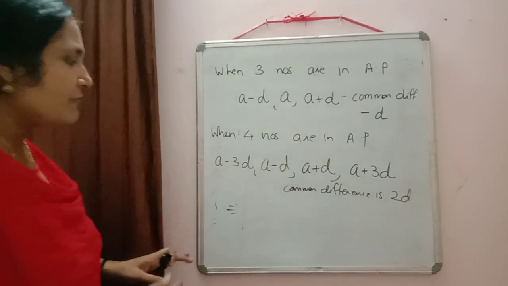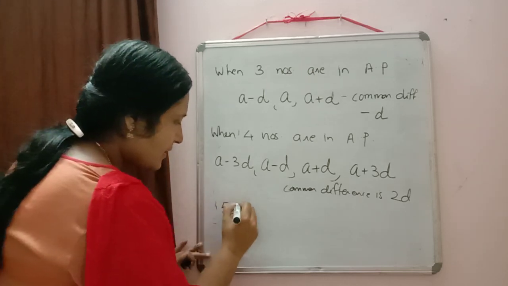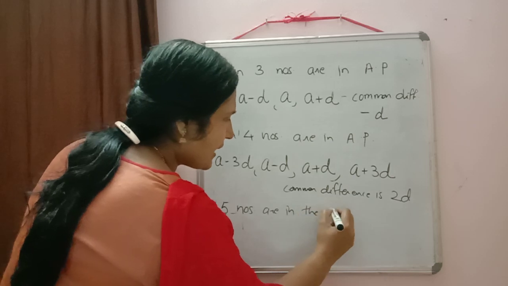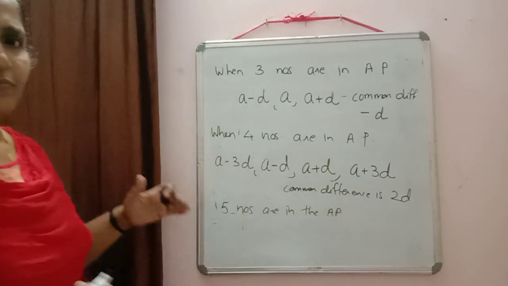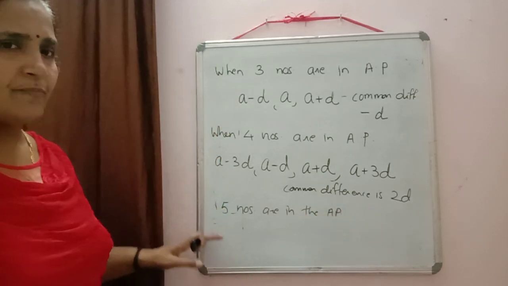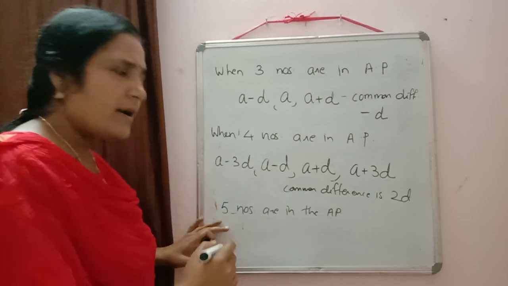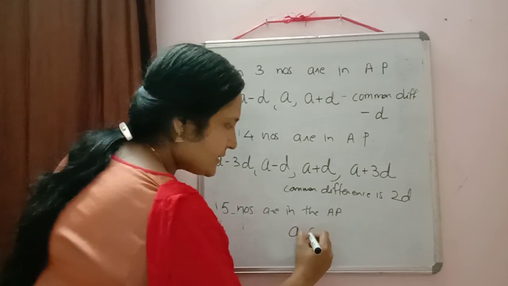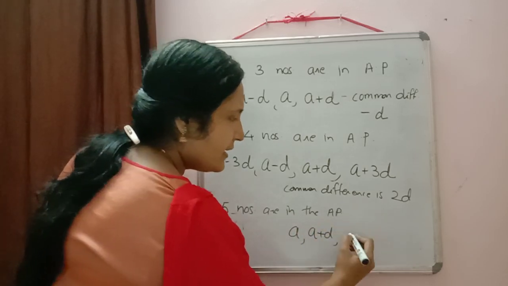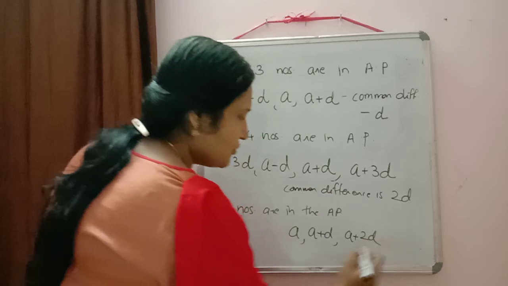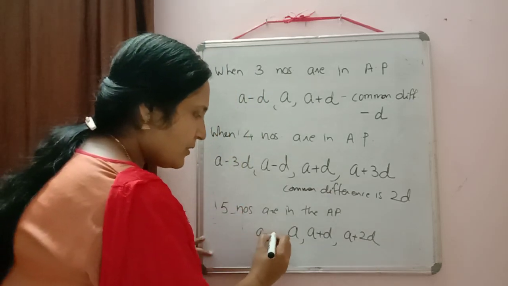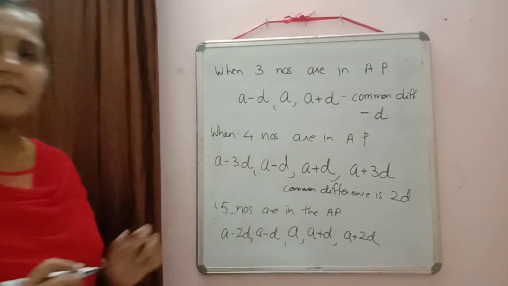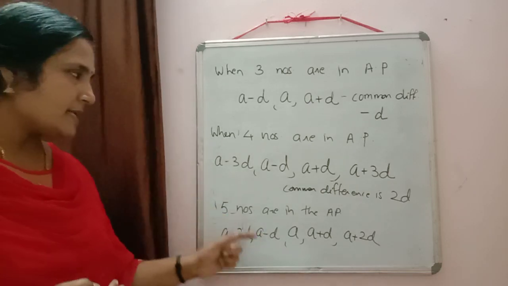So in this way, suppose 5 numbers are in AP. Using this concept, we can write down any numbers whenever they are in AP. 5 means odd. If an odd number is there, then the middle term will be equal to A only. Next term A plus D. Next will be equal to A plus 2D. Previous term will be equal to A minus D. Next term will be equal to A minus 2D. So just remember this one.